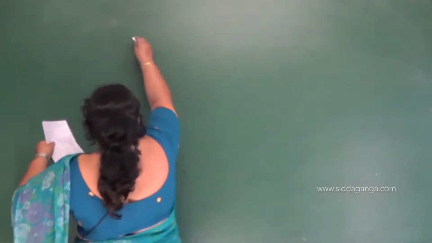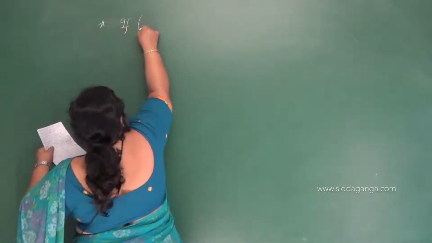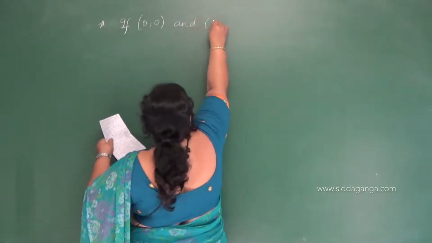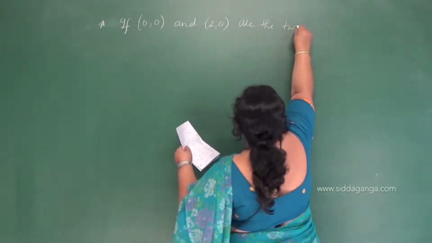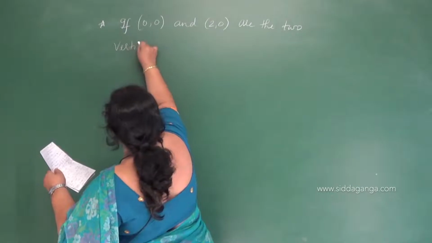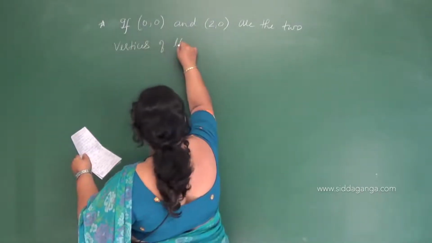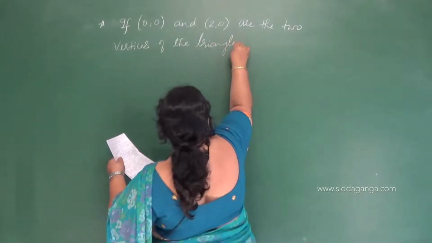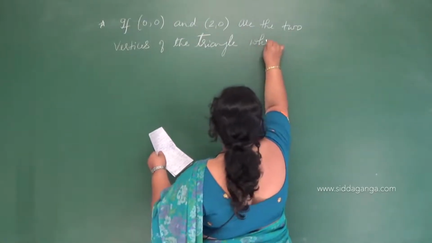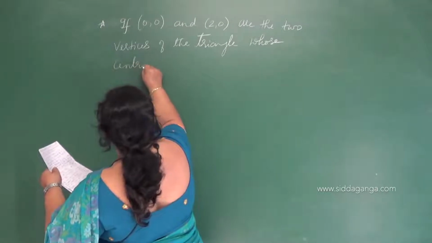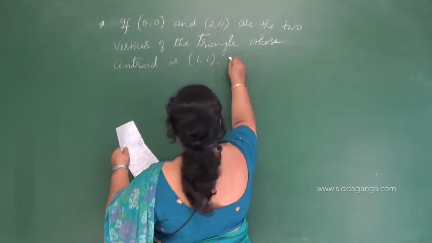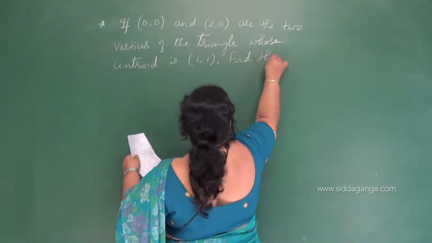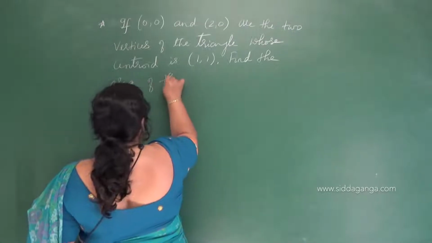Now we are going to solve another example. If 0 comma 0 and 2 comma 0 are the two vertices of a triangle whose centroid is 1 comma 1, find the area of the triangle.